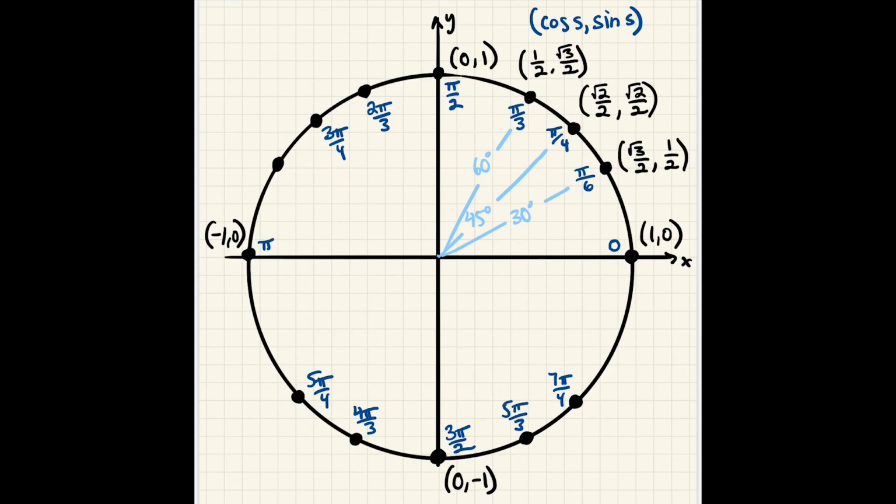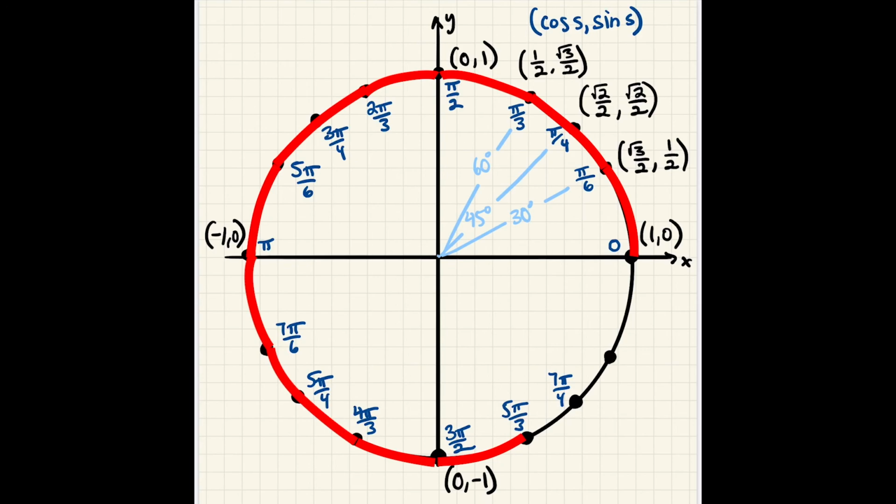Okay, let's count by pi over 6's now. We have 1 pi over 6, 2 pi over 6, which is pi over 3, already counted, 3 pi over 6, 4 pi over 6, 5 pi over 6, that would be right here, 6 pi over 6, that's pi, 7 pi over 6, 8 pi over 6, which is 4 pi over 3, 9 pi over 6, 10 pi over 6, next would be 11 pi over 6, and this is actually the last one, and finally 12 pi over 6, which is 2 pi, and that's coterminal to 0, so we've made it all the way around.